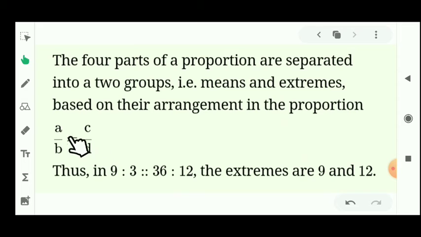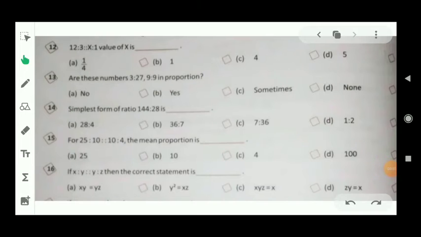When we do the cross multiplication of these values, A should be multiplied with D and B should be multiplied with C. That means the first and fourth values are extremes and the second and third values are means. So which option will be right? Option number D, that is 9:12. I hope now you are able to understand question number 11. Now students, let's see some more questions.